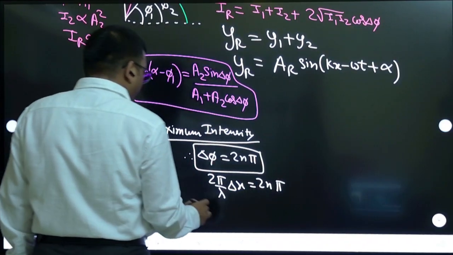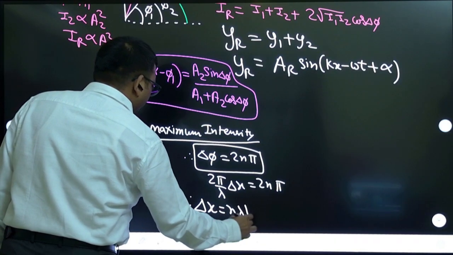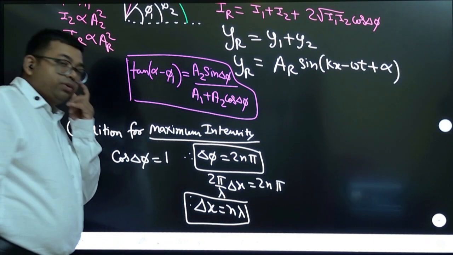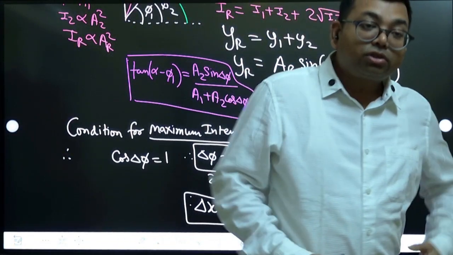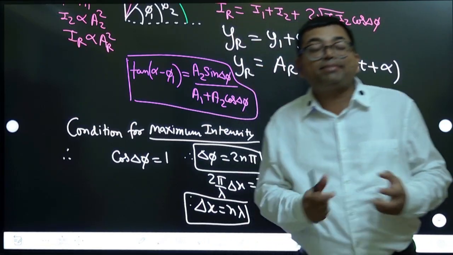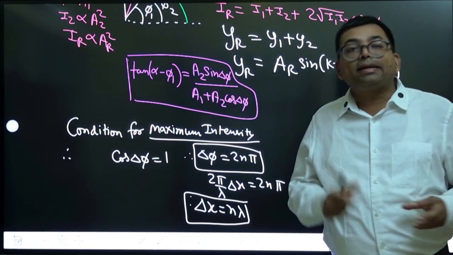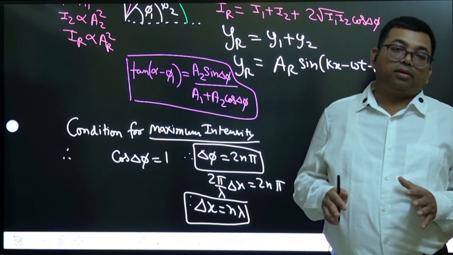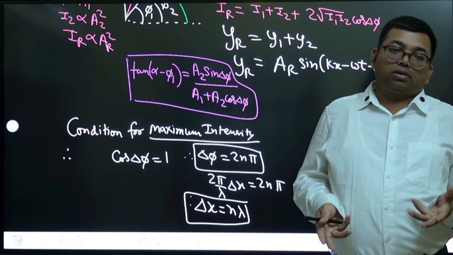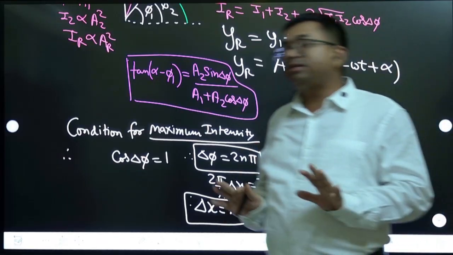from here 2π gets cancelled. Path difference condition must be n times lambda. So, for these two waves to combine and produce constructive interference, meaning maximum intensity, this delta x path difference must be n times lambda, or the phase difference must be 2nπ. N is an integer here and can be anything: 0, 1, 2, 3, 4, minus 1, minus 2, minus 3.